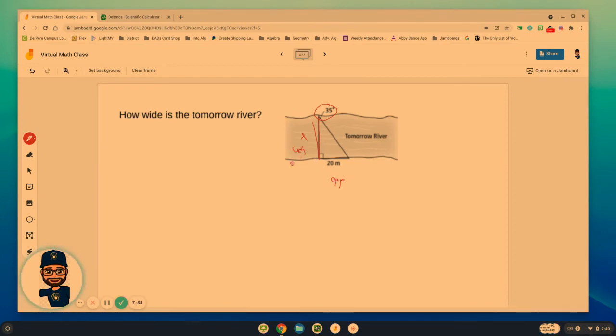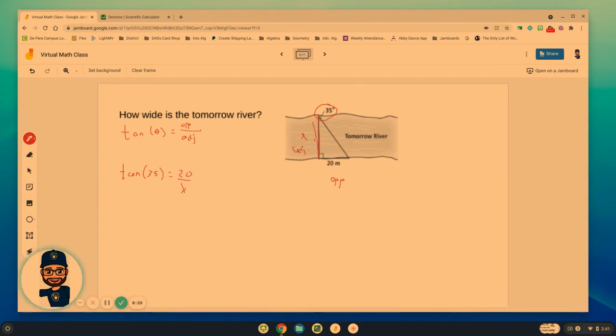What uses opposite and adjacent? Once again, this is tangent. And you'll notice for some reason, a lot of story problems use tangent. Just how it works out. So tangent of some angle is the opposite over adjacent. And let's fill in what we have. The tangent of the angle. Well, we know the angle now is 35. Equals the opposite side, which is 20, over the adjacent, which is X.